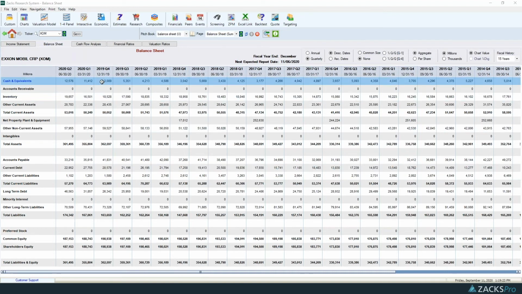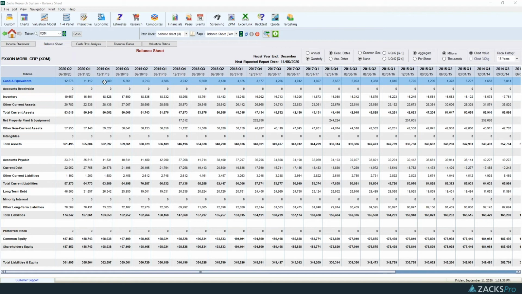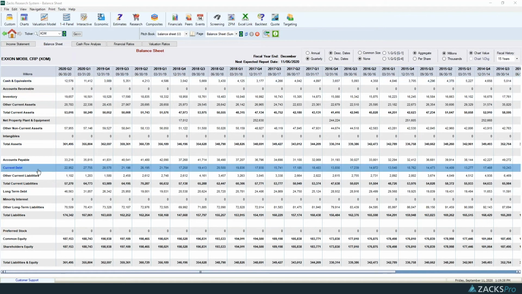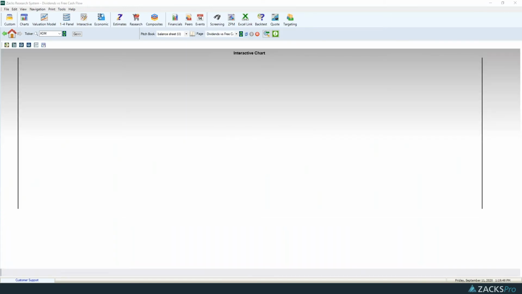That's usually not a good investment strategy. If the company is reliant on constantly rolling over debt and not being able to actually pay that debt out of their cash balance, then that's really not a good sign. So let's look at another aspect of this, which I mentioned earlier, which is dividends versus free cash flow. And this is where it gets really dicey.